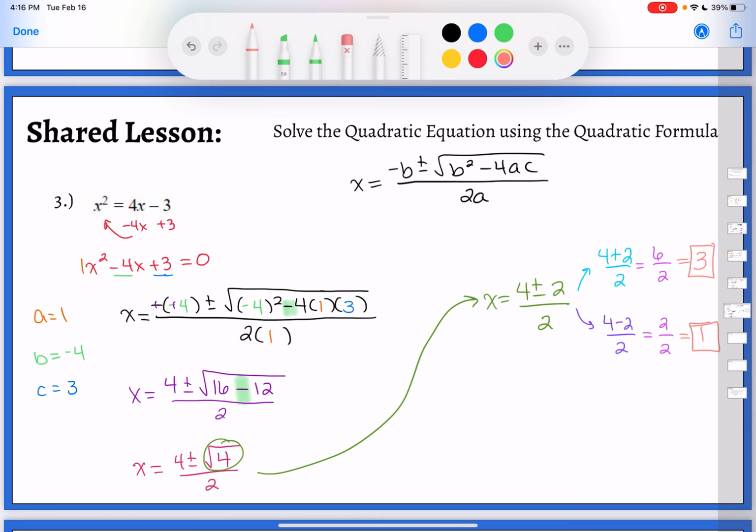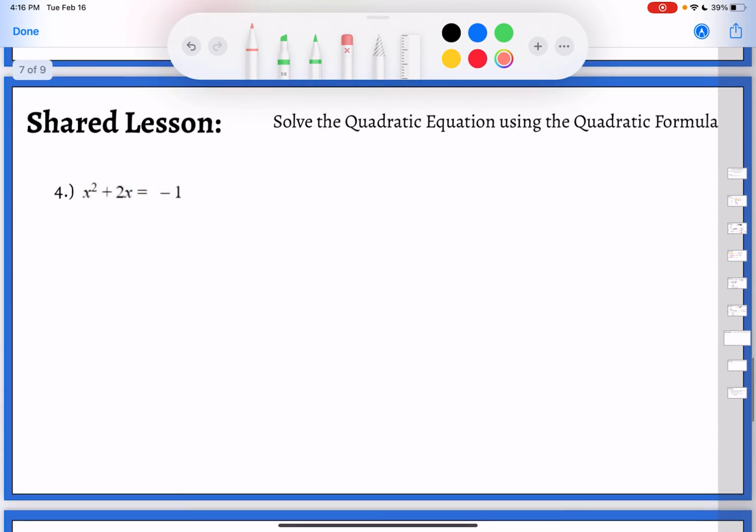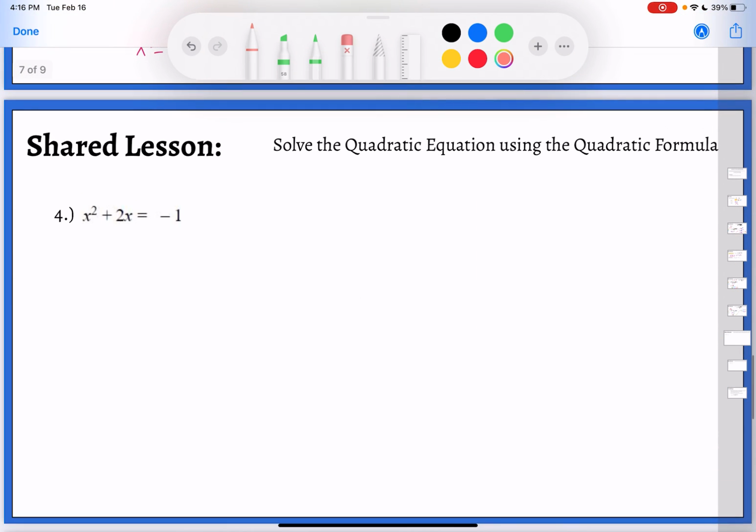So hopefully you're getting the hang of it. Remember, you got to make sure that your equation is in standard form first, ax squared plus bx plus c equals 0, in order to find a, b, and c. That was the big idea on this one. All right. Let's see what's happening on the next one here.